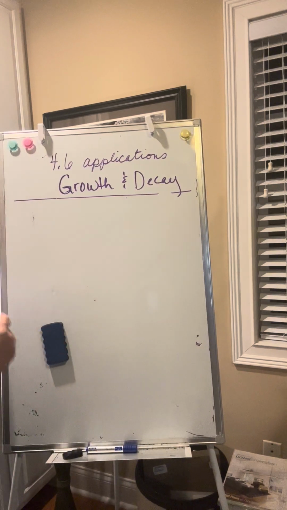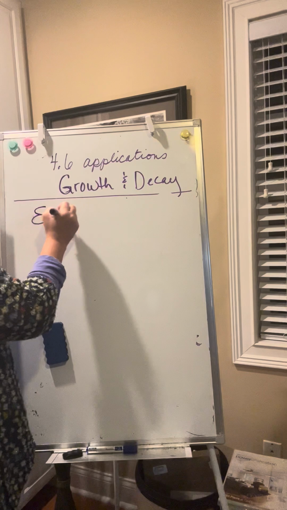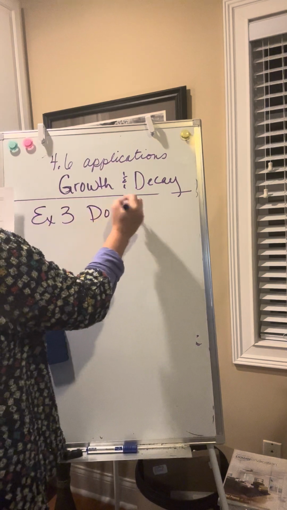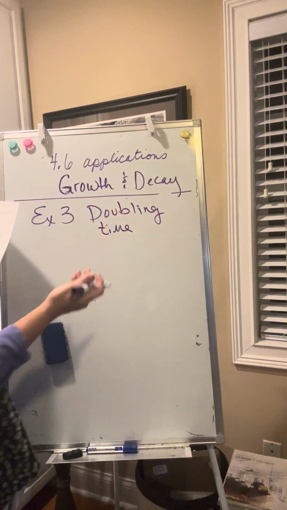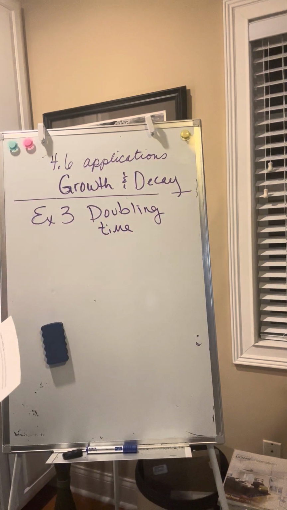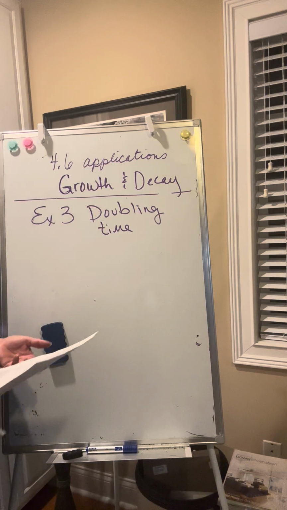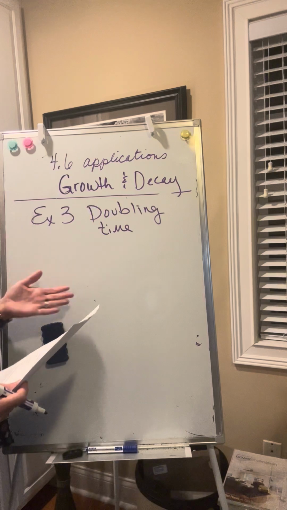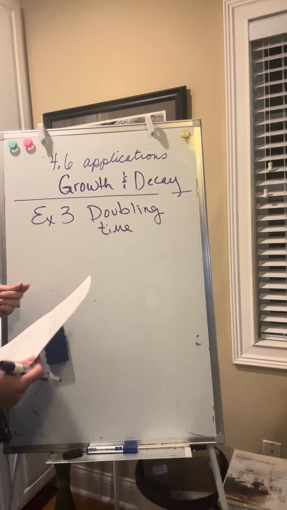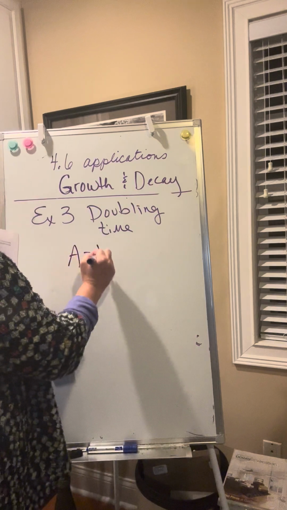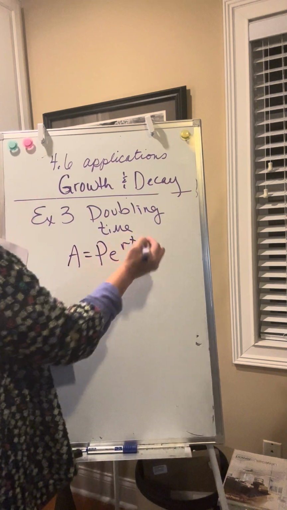All right, example 3. We're going to move to a doubling time. Now, we've seen this before. It just comes back up again, though, in the same application. Doubling time, another question that's often asked is what is the doubling time for a model? So if an initial amount, let's say, is $500 or 500 people or 500 whatevers, how long does it take that to double? So again, we're using the PERT formula, the exponential growth formula.